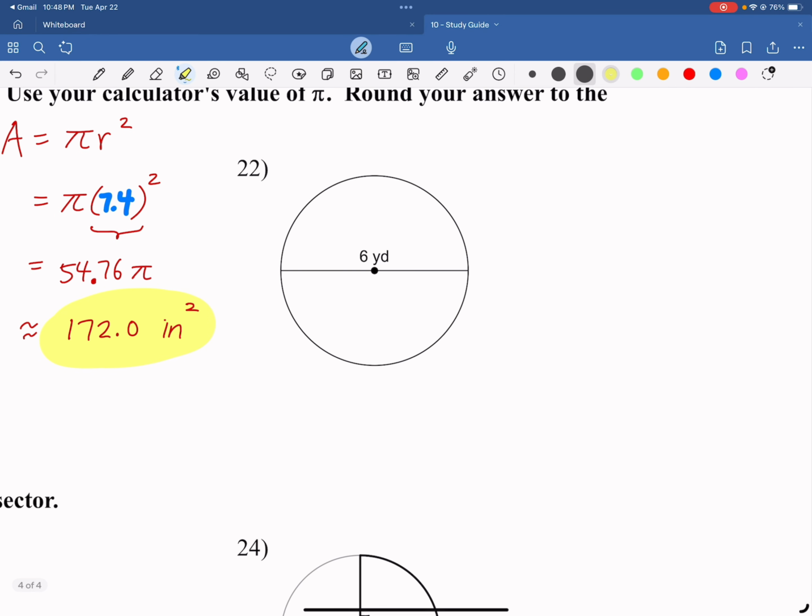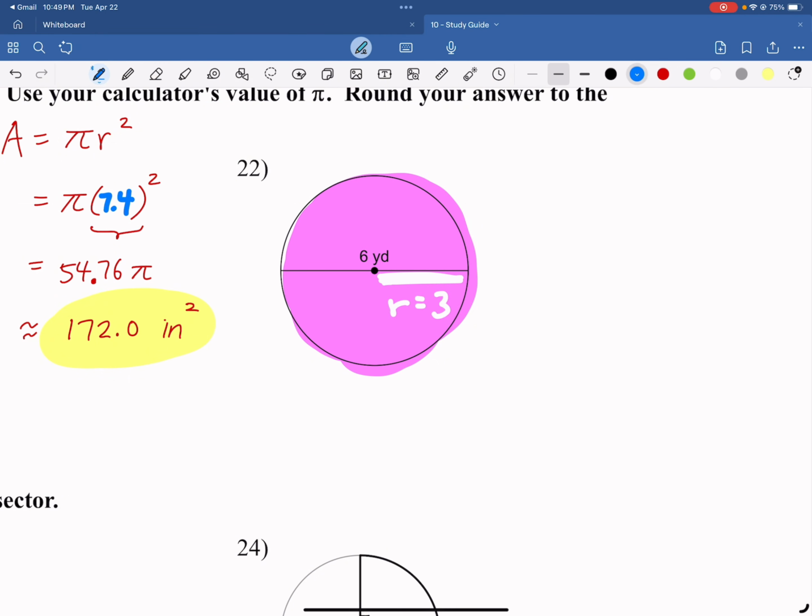But area is two-dimensional is my point. If we look at this, again, be very careful. You notice that this right here, your radius is half of that, right? Radius is half of 6, which is 3. Just divide whatever number that is by 2. That's going to give you 3.